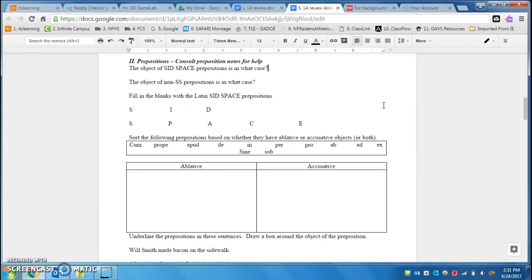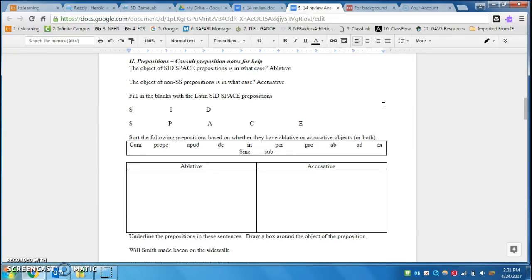Okay. So first thing in Section 2, which is all about prepositions, we're looking at sit space versus non-sit space prepositions. Objects of sit space prepositions, according to your notes, are in the ablative case. If you don't know what an object of a preposition is, Google it. The objects of non-sit space prepositions in Latin are in the accusative case. So down here we have to figure out, okay, what are the sit space prepositions?